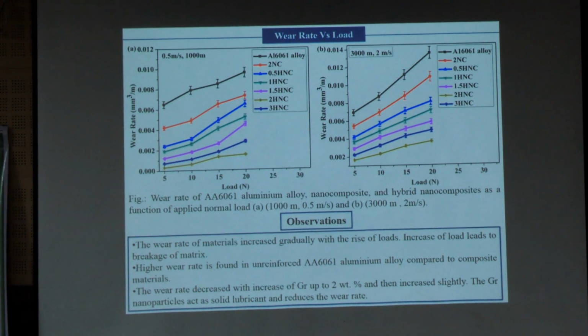Why it is happening is again because of the graphite, which acts as a solid lubricant, which gives wear resistance. At the same time the SiC is giving more strength and hardness. Compared to the normal aluminum alloy, all the composites have better wear resistance. But within that, if you increase the graphite percentage, because of the self-lubricating nature of the graphite, we get better wear resistance.